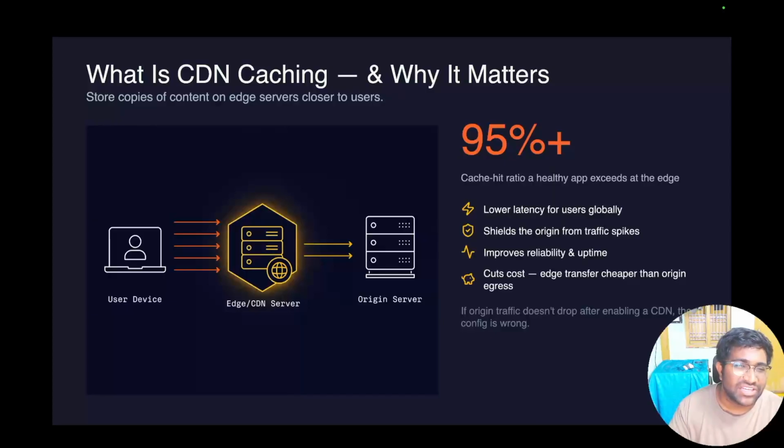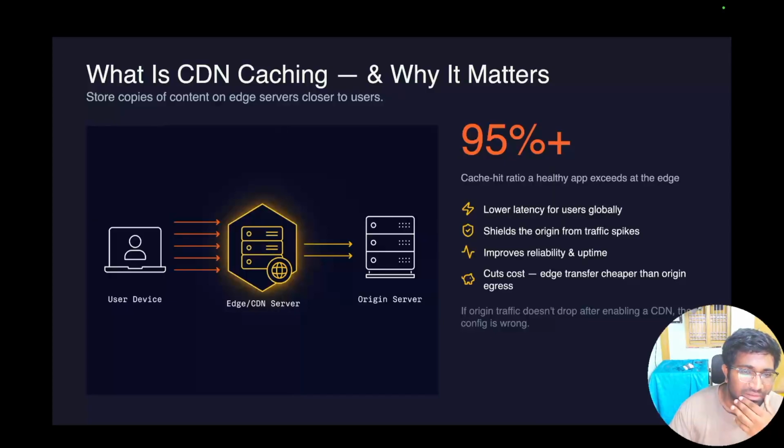So what is CDN caching and why should you care about it? Simple idea: instead of every user's request traveling all the way to the origin server, a CDN stores copies of its content on edge servers placed physically closer to you all around the world. The diagram here shows exactly that flow. The magic number on the right is 95%-plus, a cache hit ratio that every system wants to achieve. That's a benchmark any healthy app should be hitting at the edge.